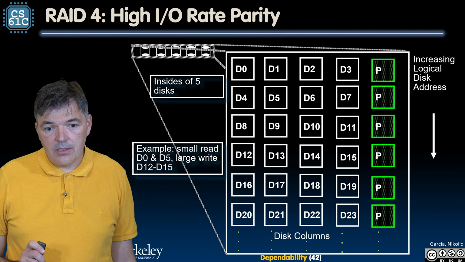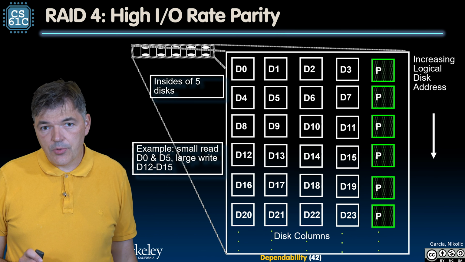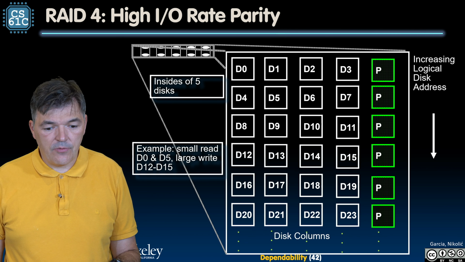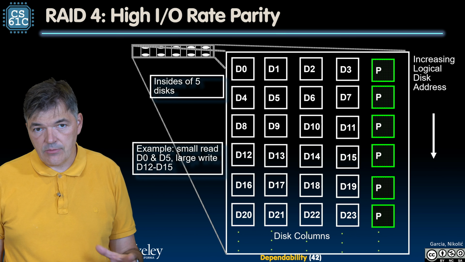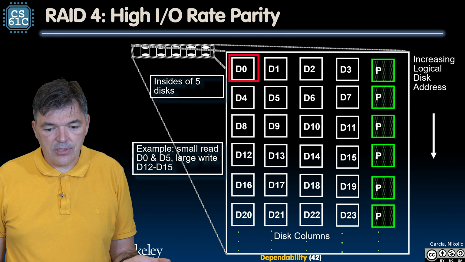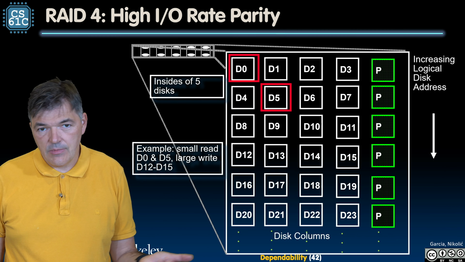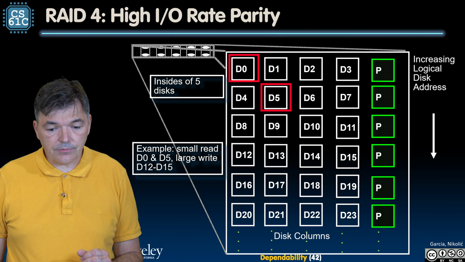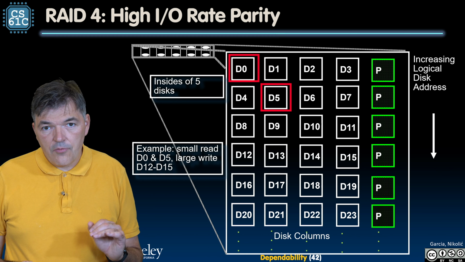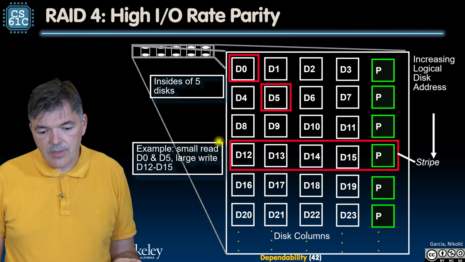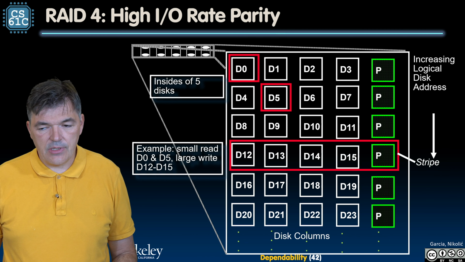Now, RAID 4 supports higher rate I/O. And what does that mean? For example, you would like to do a read of small files from disk 0 and disk 5. So the file basically fits in one disk. So we can essentially read them concurrently from disks 0 and 5 at the same time. And for a large write, we can speed it up by striping across all of the disks.